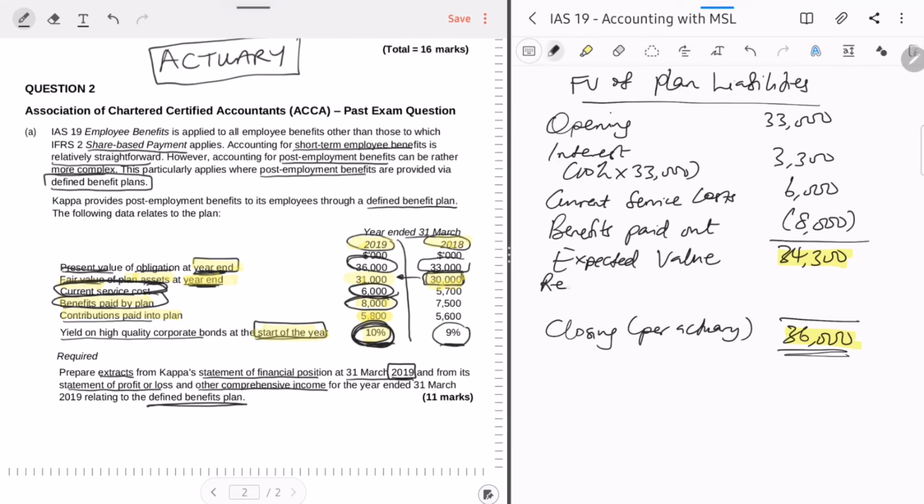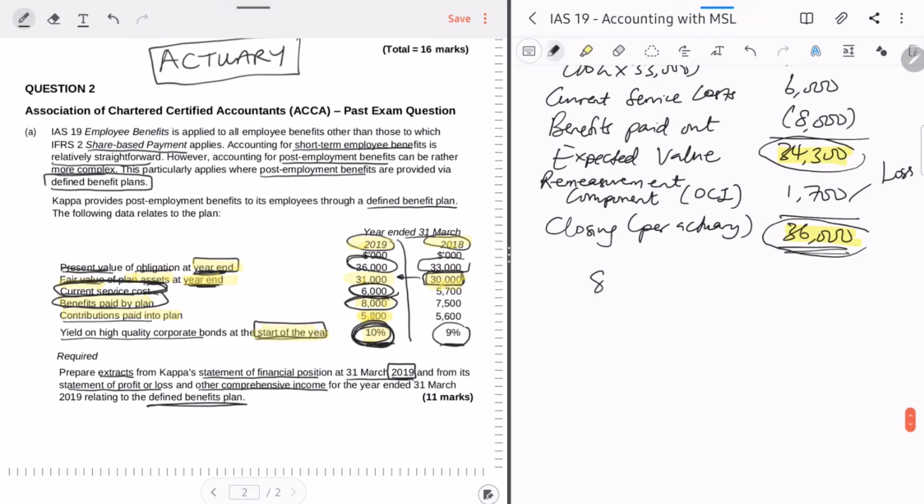So this is my remeasurement component, which will go toward OCI as a balancing figure. So it's going to be 36,000 minus 34,300. And that gives me 1,700. Is this a gain or a loss? This is clearly a remeasurement loss. Why? I was expecting to owe 34,300. Actuary says I actually owe more, which is 36. I've made a loss on remeasurement.